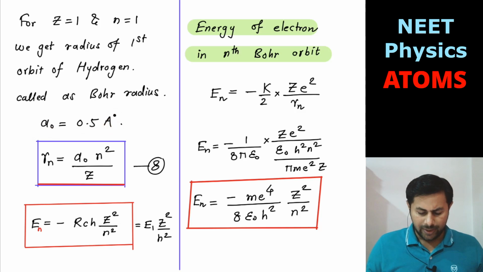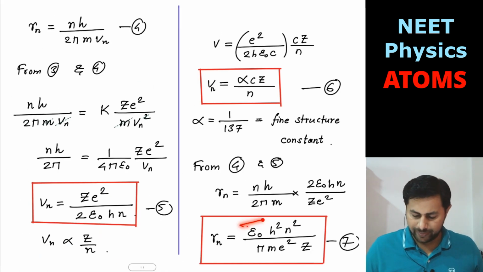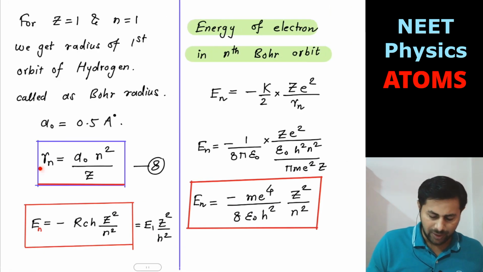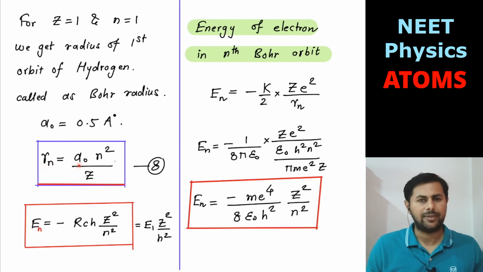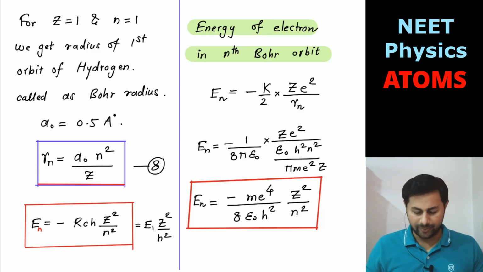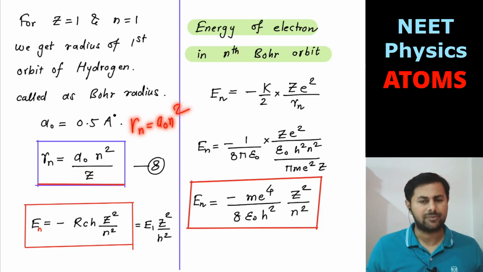Now if you substitute this back in this formula, the value of these things is equal to a naught. What remains is a naught times n square by z. So you get Rn is equal to a naught times n square by z. This is the radius of electron in nth orbit of an alkali atom having atomic number z. If you want it for hydrogen atom only, Rn is just equal to a naught times n square.